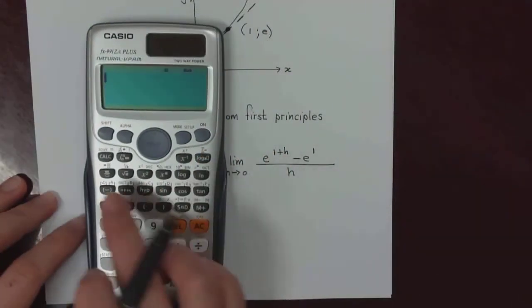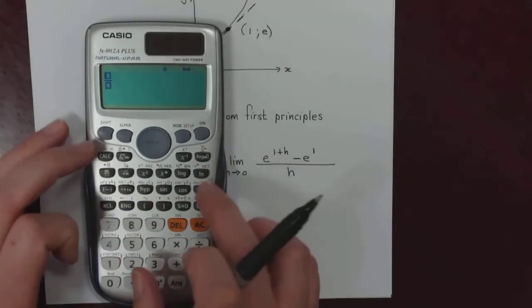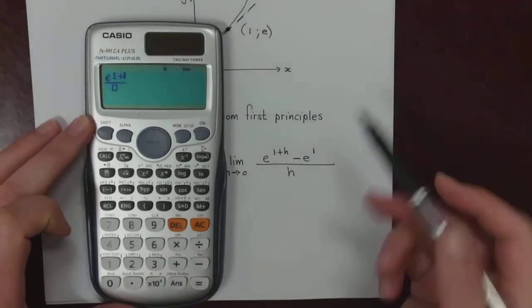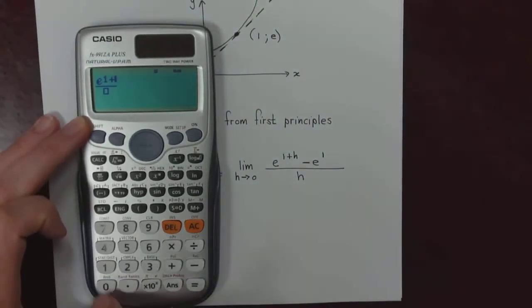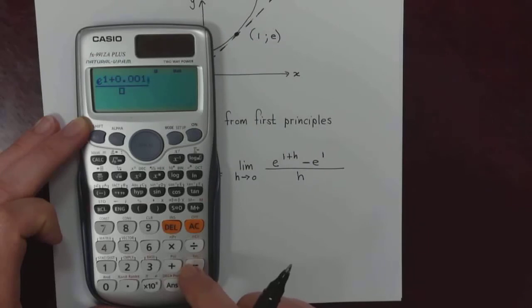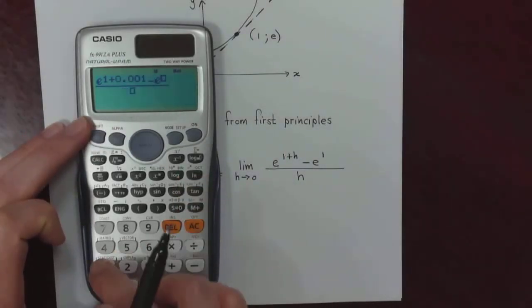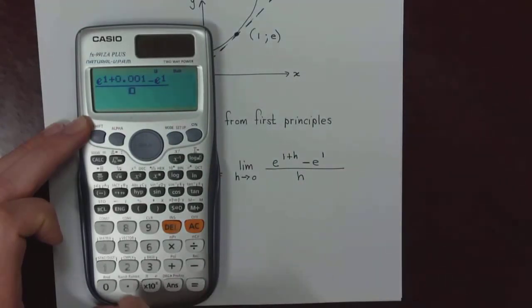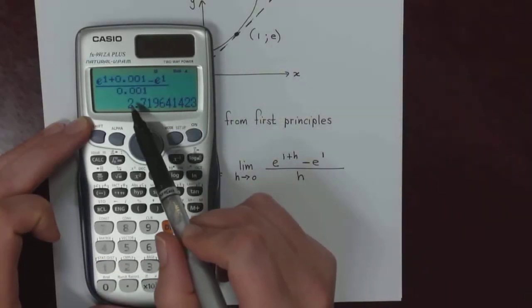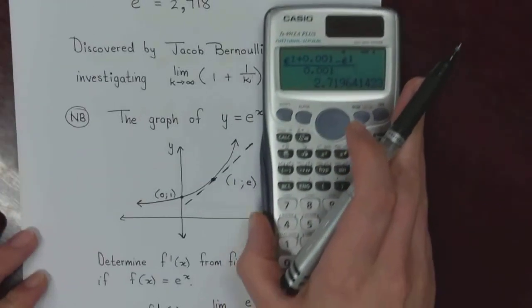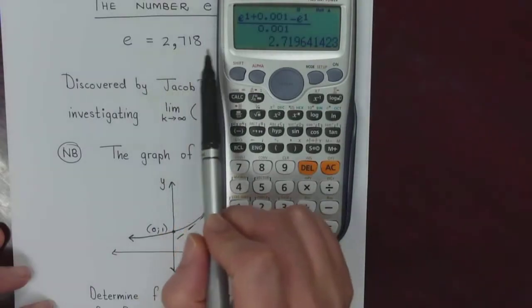So I'm going to use the e button over there: e to the power of 1 plus, and that h I want to make it tend towards 0, so I'm going to make it 0.001. Minus then e to the power of 1, divided by, and again I want h to tend towards 0, so I'm also going to make that 0.001. And look what I get over here, 2.719. You look at that and you go, damn, that kind of looks familiar, doesn't it?